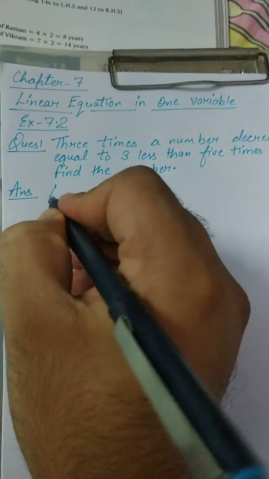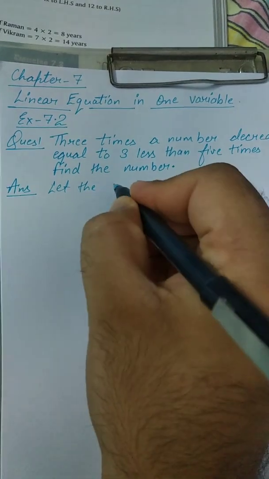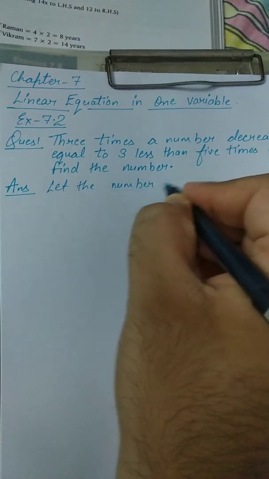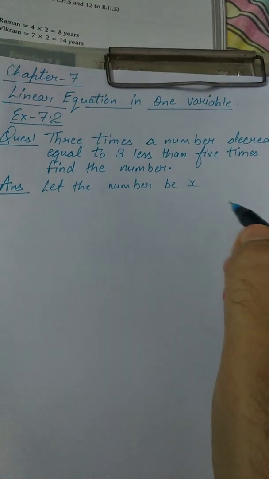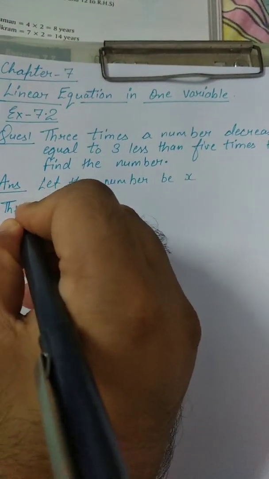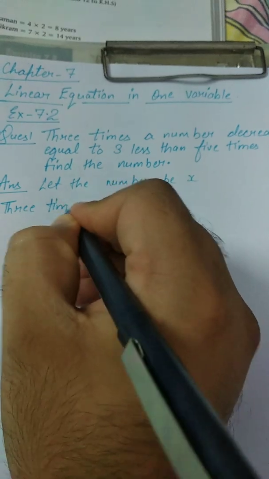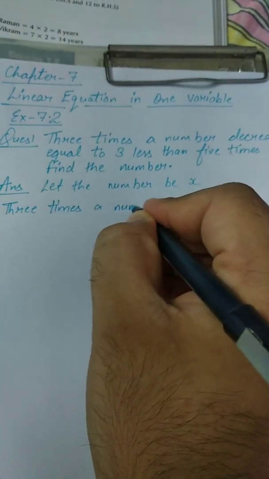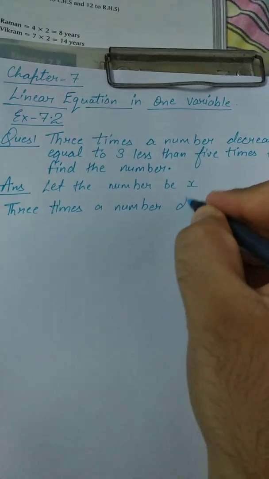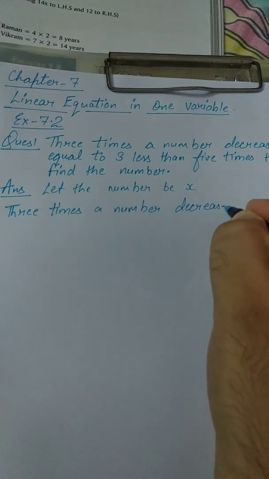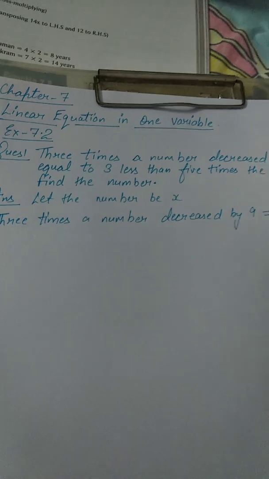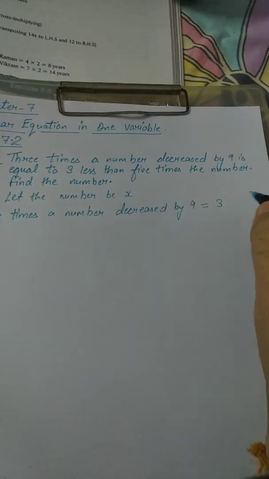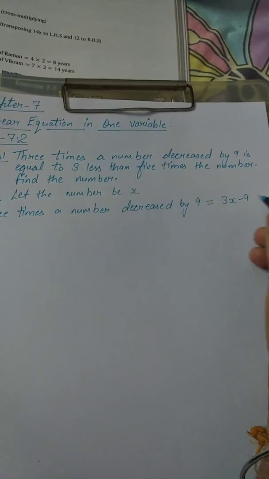First of all, let us assume let the number be x. Right? नंबर को हम x assume कर लेंगे. Then 3 times a number decreased by 9 is equivalent to, the 3 times the number is 3x and it is decreased by 9.